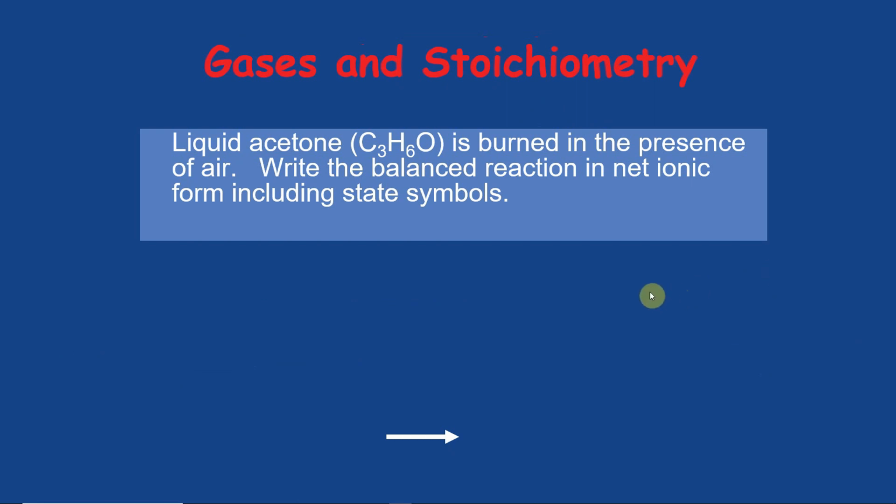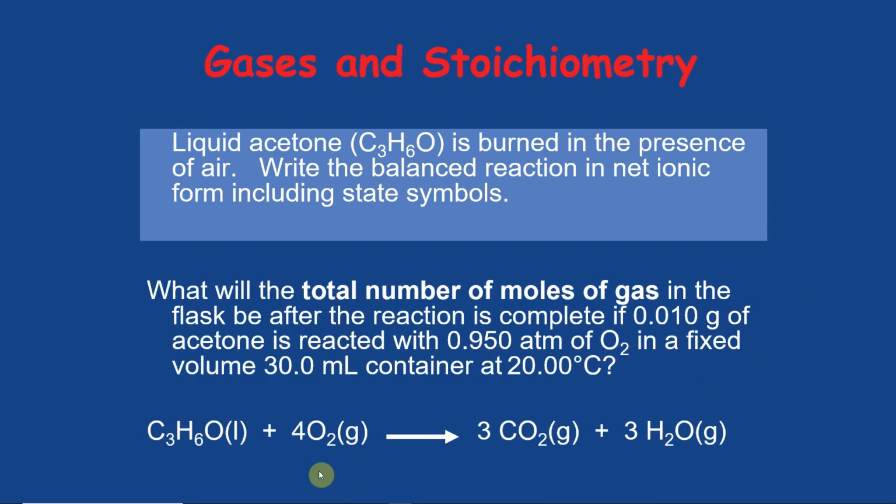For this next one, I want you to draw the reaction first. So liquid acetone, that's its formula, is burned in the presence of air. Write the balanced reaction for the net ionic equation. And I'll give you a hint, it's a combustion reaction. So check your work down at the bottom. Being a combustion reaction, you should have acetone reacting with oxygen to make CO2 and water, because all combustion reactions make CO2 and water, and then you just had to balance it.